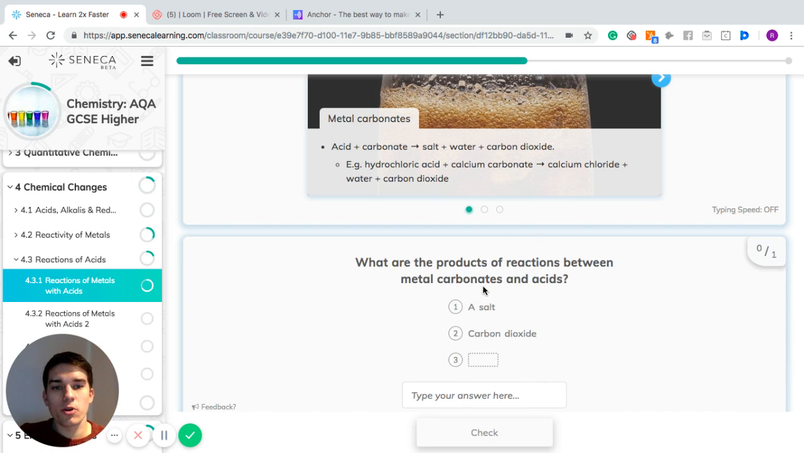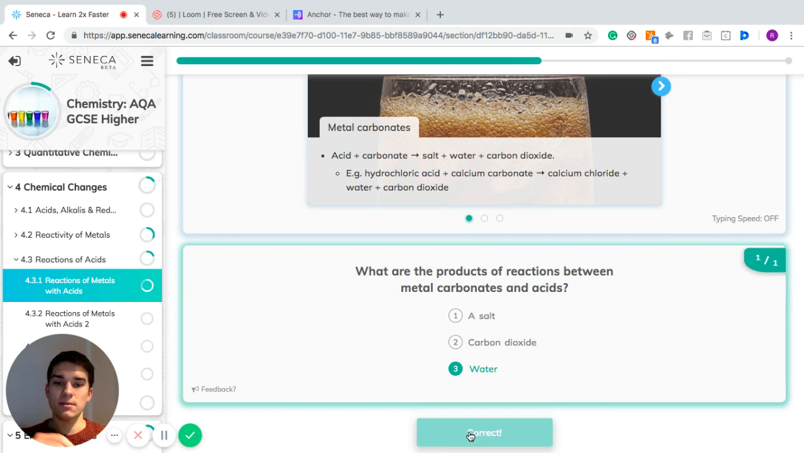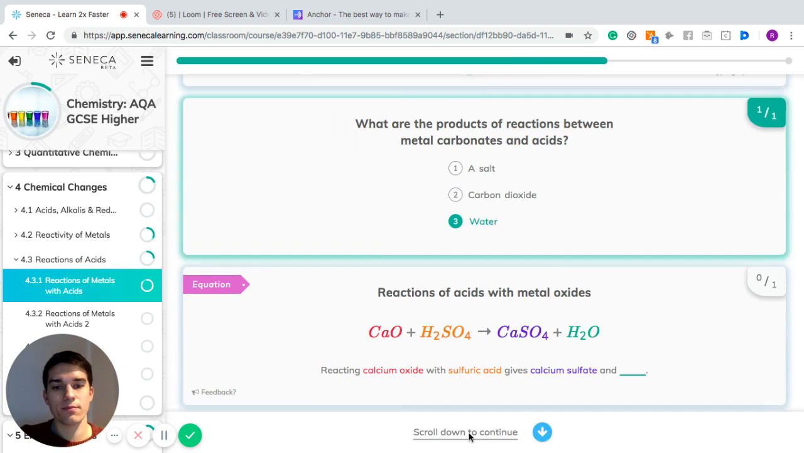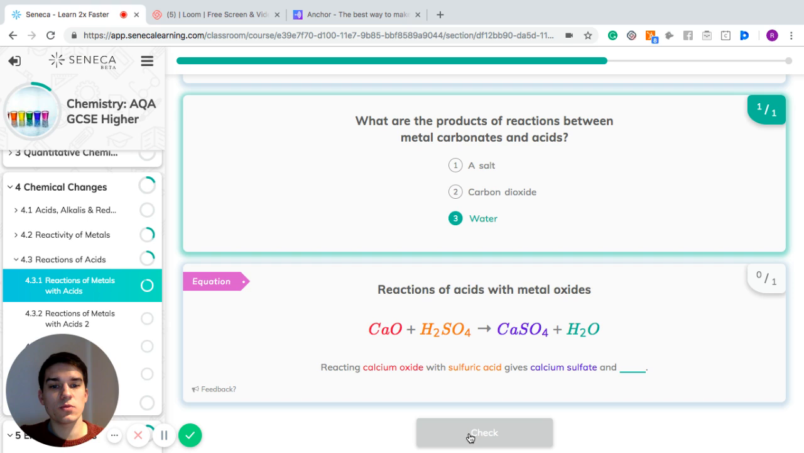What are the products of the reaction between metal carbonate and acids? Well, I've just told you: salt, carbon dioxide, and water. Reactions of acid with metal oxides. If calcium oxide and sulfuric acid react together, they form calcium sulfate and what? H2O, that's water.